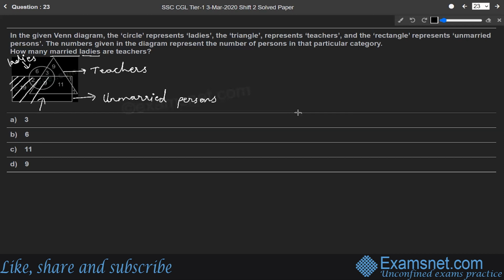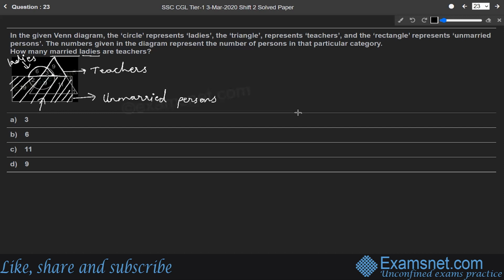We will eliminate the whole portion of unmarried persons because we do not want unmarried persons, right? We want married ladies. And all the numbers that are present in the rectangle are the number of unmarried persons. So we do not need that. That is why we will eliminate this rectangle. Now you can see that some portion of the circle is remaining here and some portion of the triangle is also remaining here. Again, triangle represents teachers and circle represents ladies.